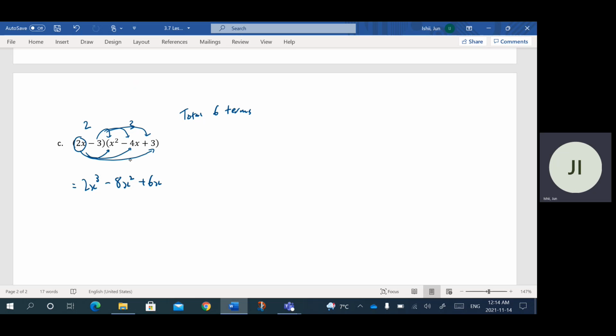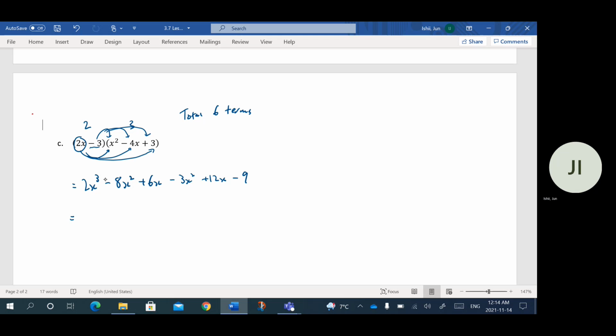And then what we need to do next is multiply the negative 3 with these three terms as well. So negative 3 times x squared is negative 3x squared. And then negative 3 times negative 4x is positive 12x. And then negative 3 times positive 3 is negative 9. All right, so once we've expanded this out, we can collect our like terms.